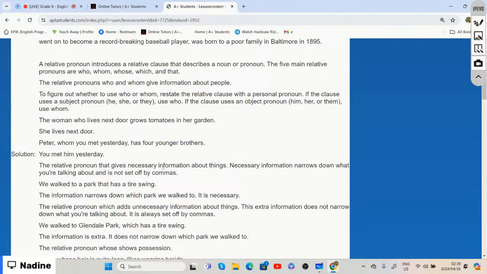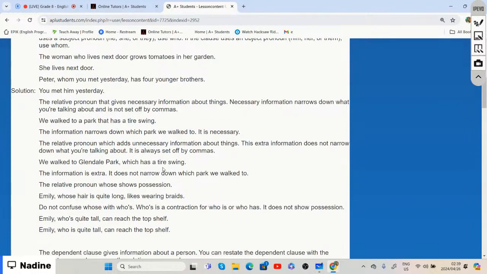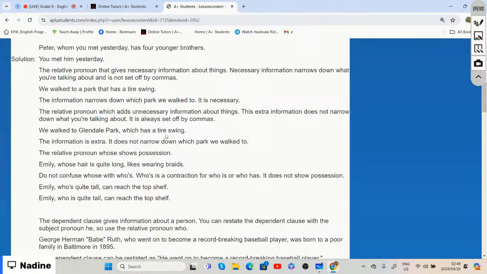And then also a relative pronoun, right, that gives necessary information about things. Necessary information narrows down what you're talking about and it is not set off by commas, right? For example, we walk to a park that has a tire swing. So in this case, the information narrows down which park we walked to. So that means it is necessary.